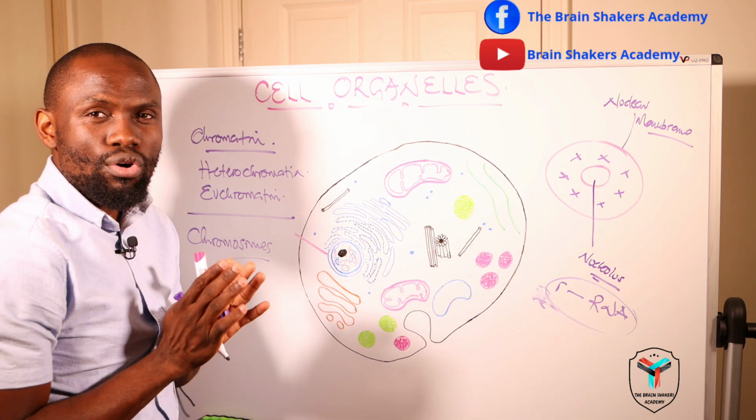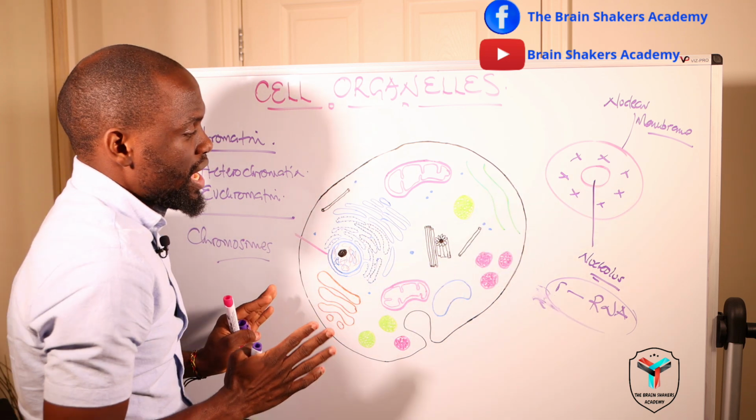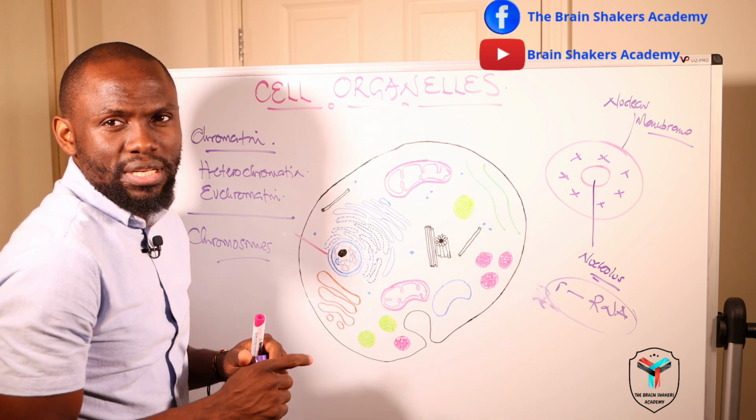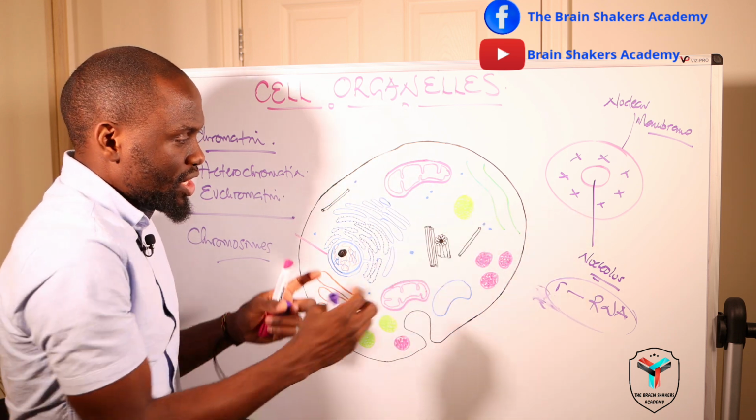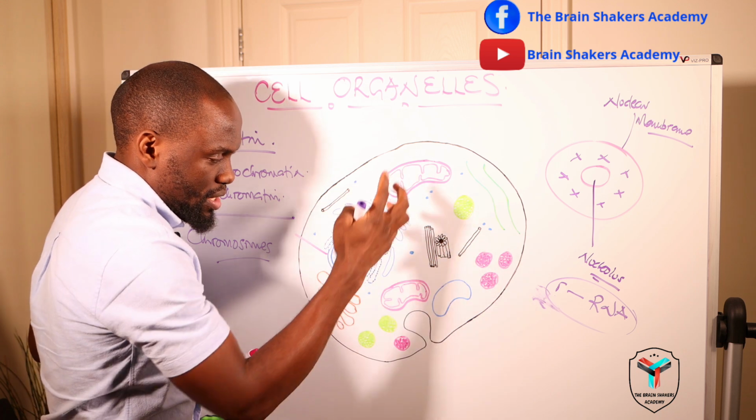So that is your nucleus. It does control all the other activities that are going to be happening within the cell, and that is why it is called the control center of that particular cell.